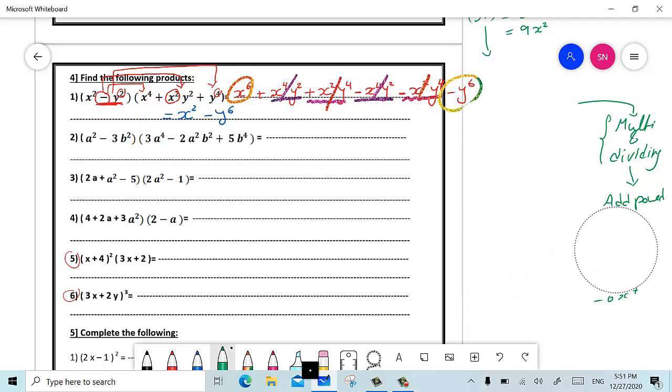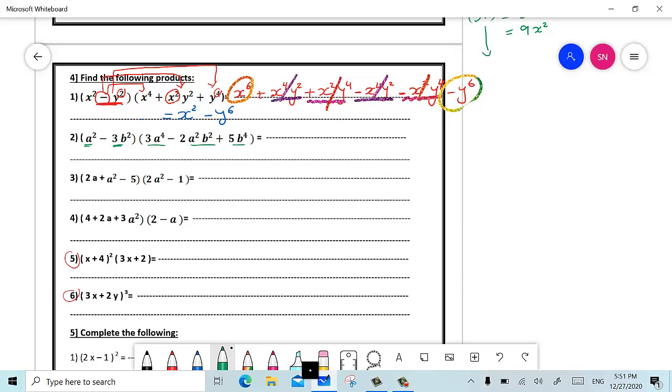So let's go now and see question number 2. Question number 2, I have a squared minus 3b squared, and I want to multiply it with a trinomial, which is 3a to the power of 4 minus 2a squared b squared plus 5b to the power of 4. So again, I'm going to multiply each term here by the 3 terms in the trinomial.